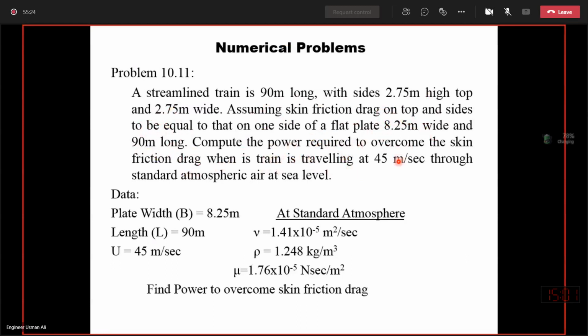the train is traveling at 45 meter per second through the standard atmospheric air at sea level. Standard atmospheric air like sometime जो 25 डिग्री सेल्सियस या 15 डिग्री सेल्सियस लिया जाता है, ये वैल्यू आपको दी गई होंगी, ये बताया गया आपको क्या टेम्परेचर है. Now in this the type of boundary layer is not mentioned.